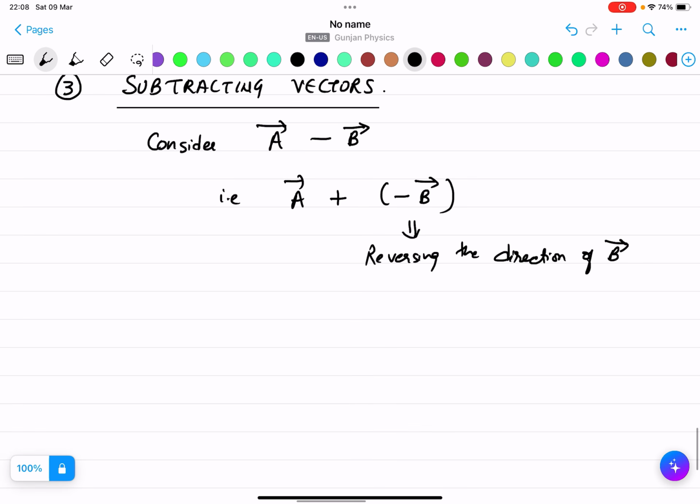So if we need to draw this diagram, a vector will be like this, the same as before, but now we are reversing the direction of b vector. So it will be a vector and this is b vector. And now we need to do the resultant, and we can easily make the resultant. Okay.